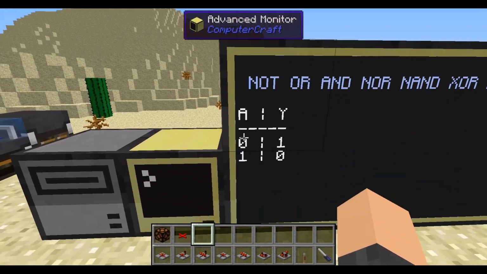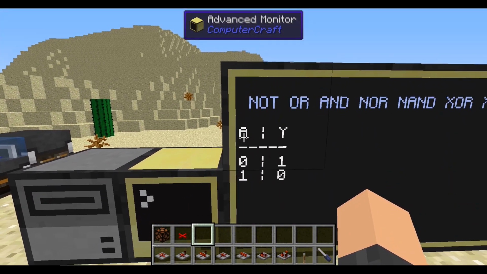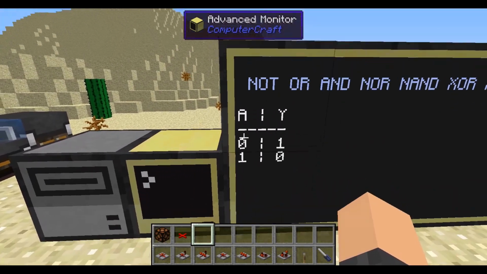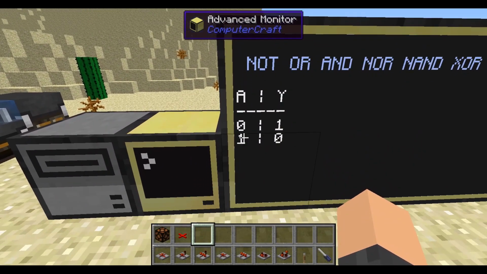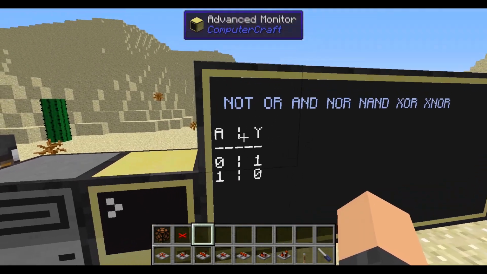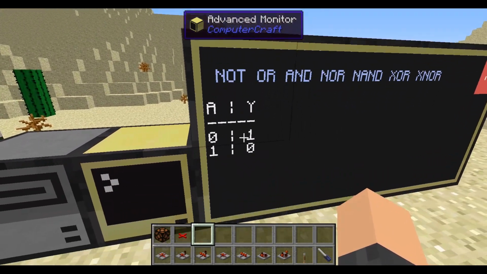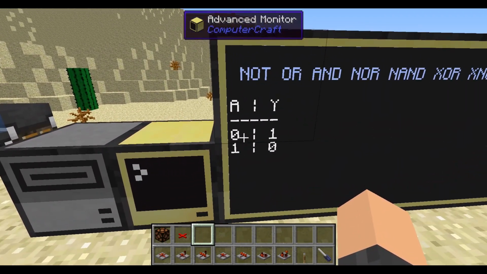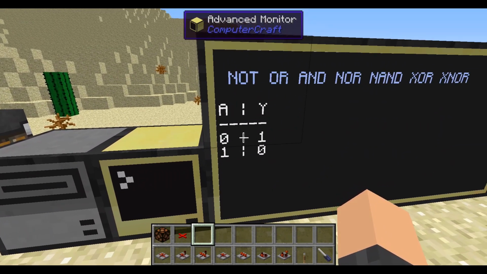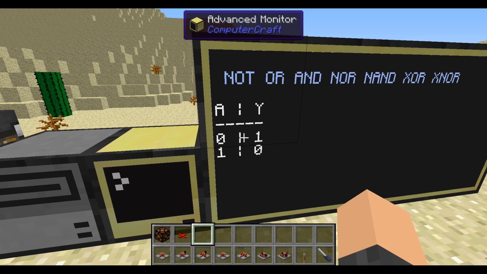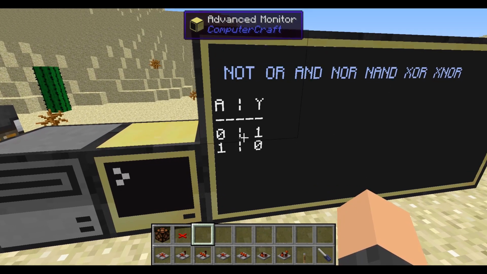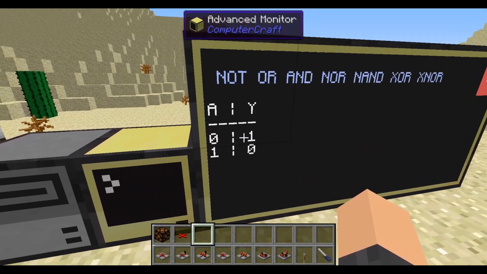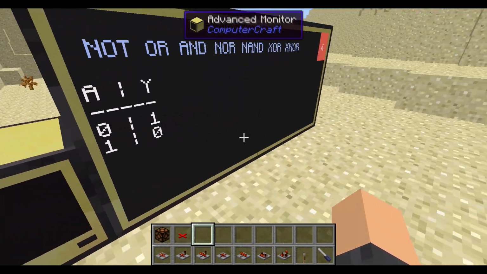Here on the left, I just have the inputs, and for a NOT gate there's only a single input, and that can be either a 0 or a 1. And on the right side of this table, I have what the gate will output. So depending on what your input is, the NOT gate will output the opposite of that. Inputting a 0 will output a 1, and inputting a 1 will output a 0.